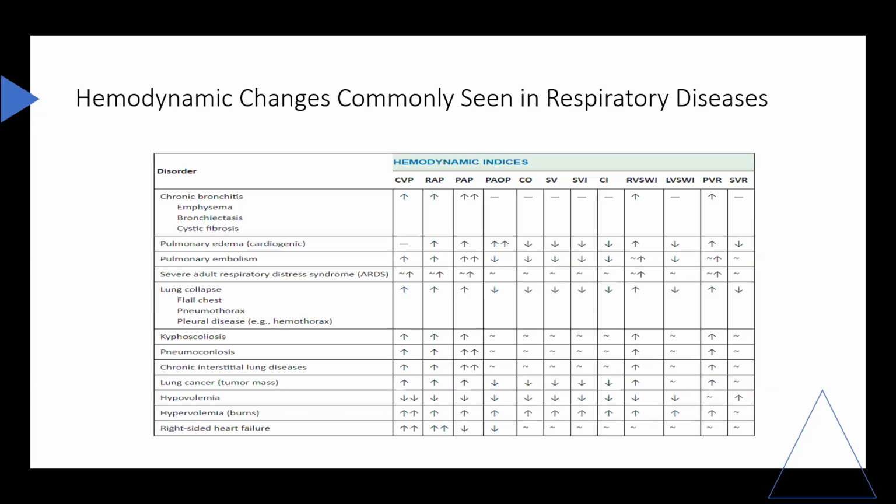In this table, you will see hemodynamic changes commonly seen in respiratory distress. The up arrow represents increase, down arrows decrease, and there is unchanged. This will tell you the differences in terms of hemodynamic changes, and any of the values that will represent either a neutral or no change, or an increase or decrease in the hemodynamic indices that would fluctuate or change with a particular respiratory disease.